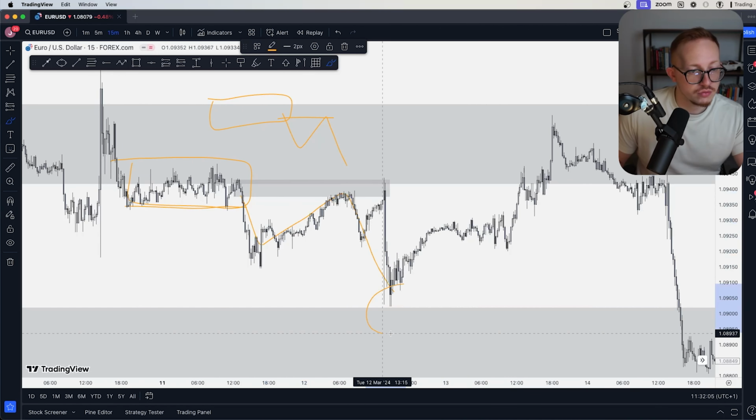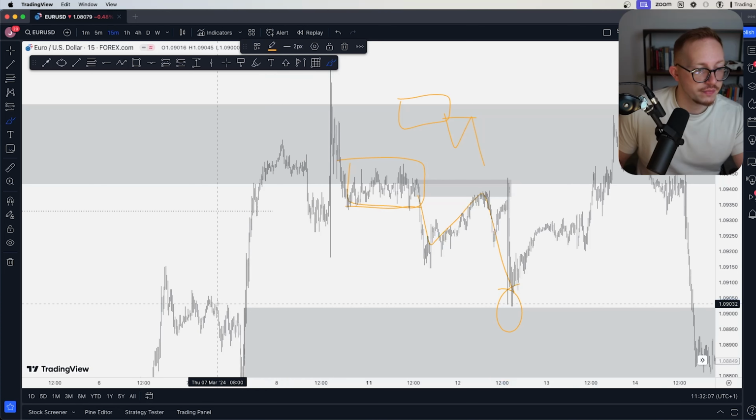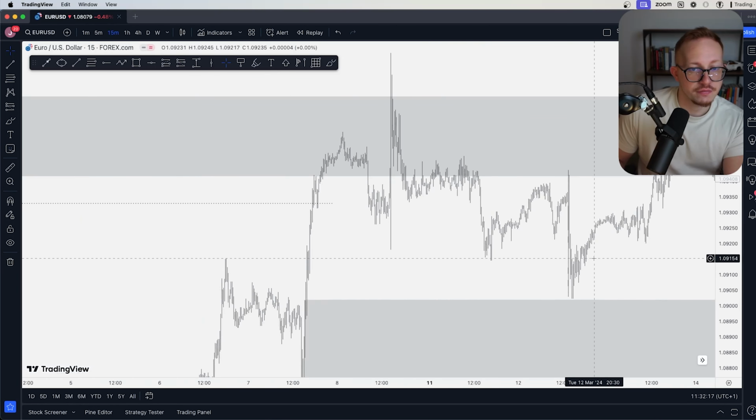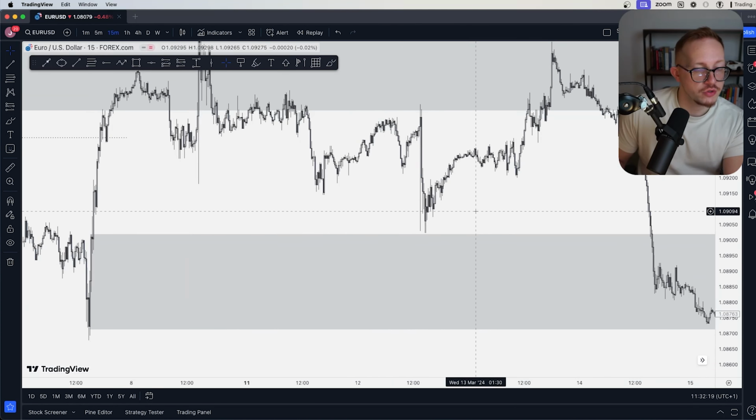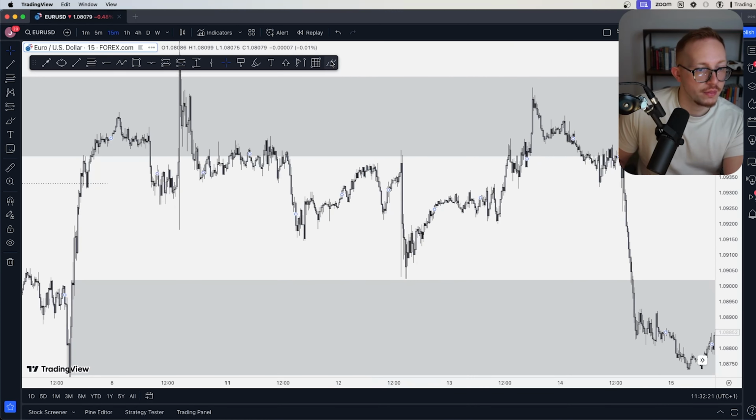Where does it go to? To that 4-hour order block right here. 4-hour OB. Price is at 4-hour OB. Where is it now most probably going to? I would say it's more probably going to point B right here.